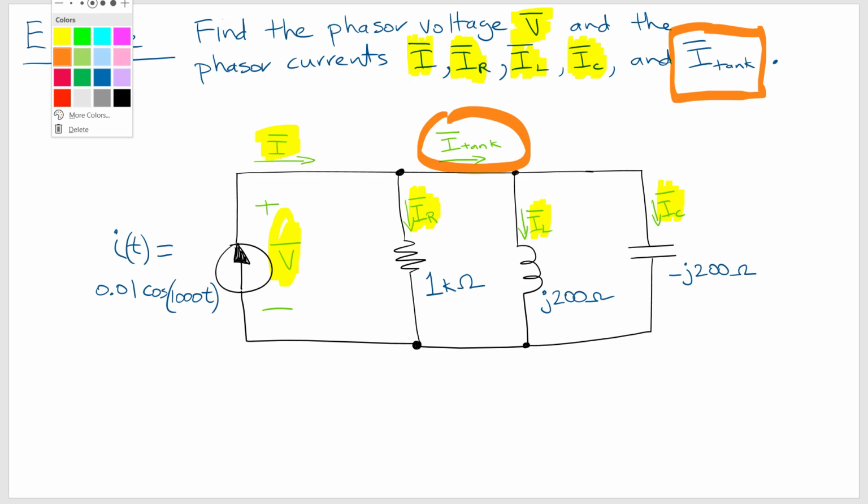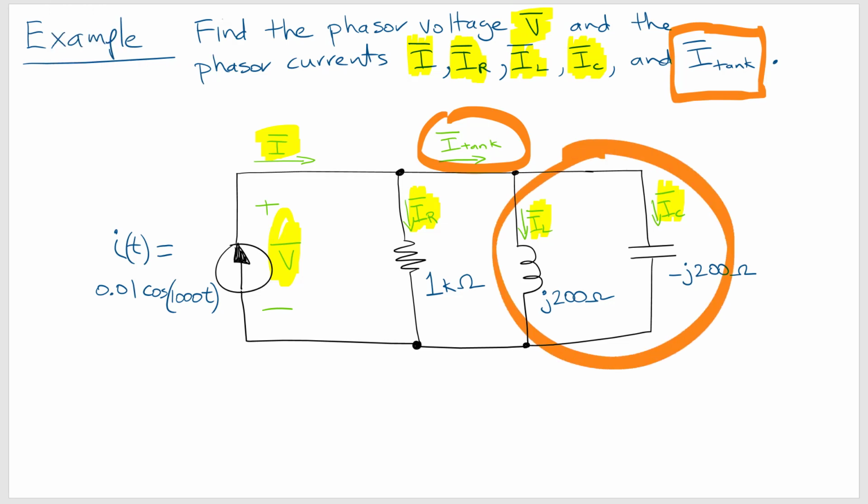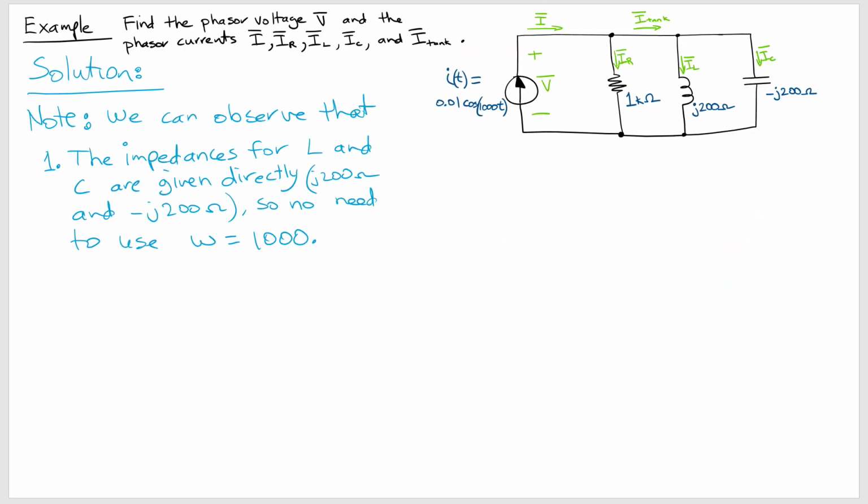Okay, so we're going to be looking at this part of the circuit, considering it as a whole, and you can see by the name I-tank, this is actually referred to as a tank circuit in here. Okay, so this is an AC circuit analysis problem, and we need to use our tools to be able to solve for this. Okay, so now what are the things that we can observe?